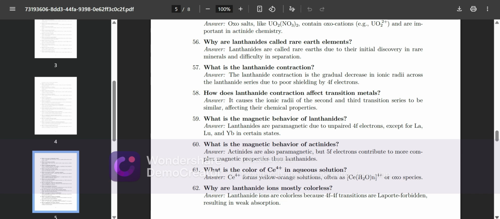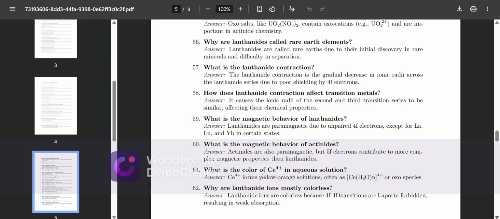What is the lanthanide contraction? The lanthanide contraction is the gradual decrease in ionic radii across the lanthanide series due to poor shielding by 4f electrons. How does the lanthanide contraction affect transition metals? It causes the ionic radii of the second and third transition series to be similar, affecting their chemical properties.